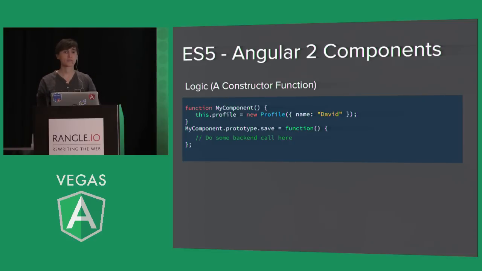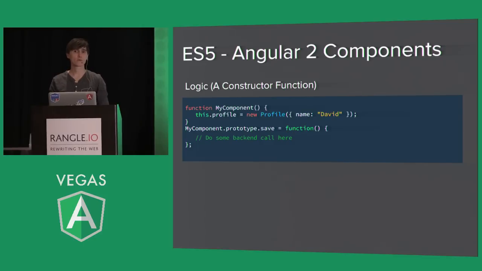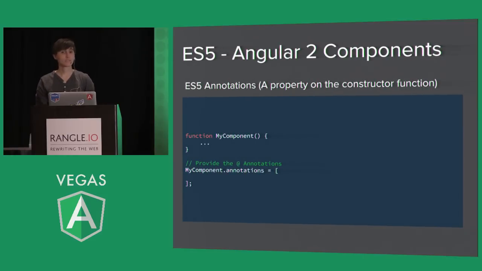So to use that, I use a constructor function. I say function myComponent, and then I put in this dot whatever profile or properties or functions I need. Any functions I'll put onto the prototype of my constructor function. But how do I do the annotations? Those are the crazy @ signs. How does that actually translate to code that I can write in ES5?